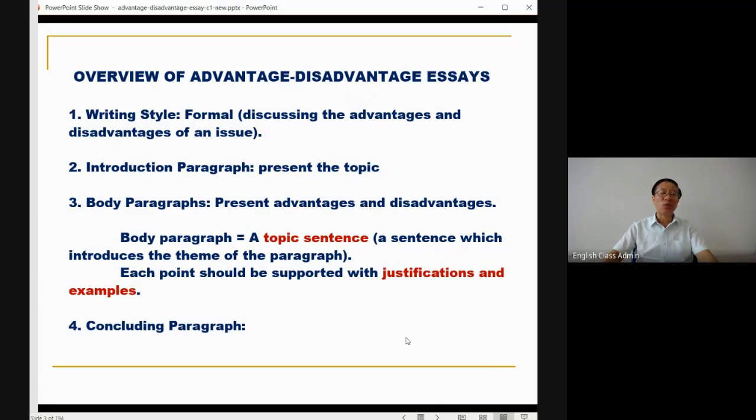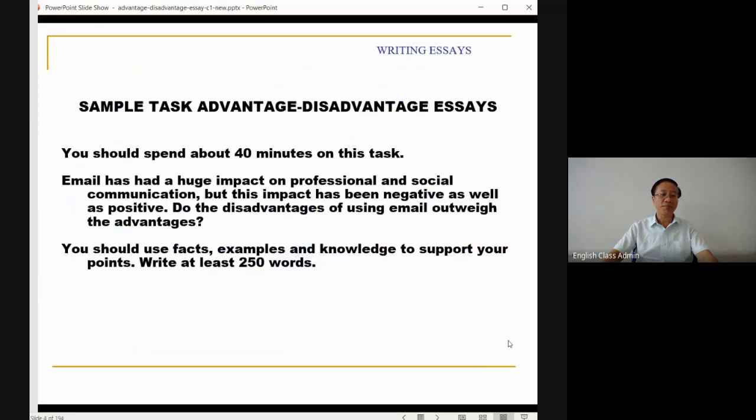Now, when you write the concluding paragraph, please remember to summarize the main points that you already discussed. And also, you can write your opinions. I'm going to give you the details and the techniques of developing an essay and also the paragraph in a few minutes. Now, please have a look at the sample task for an advantage and disadvantage essay.